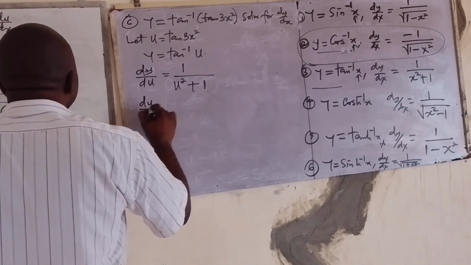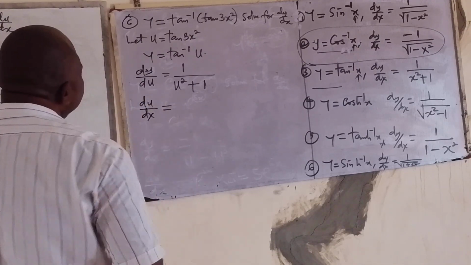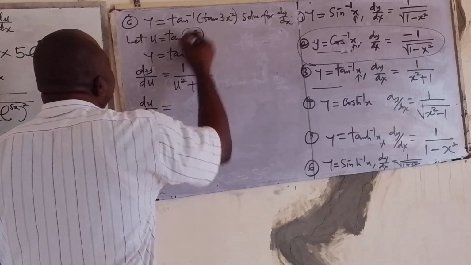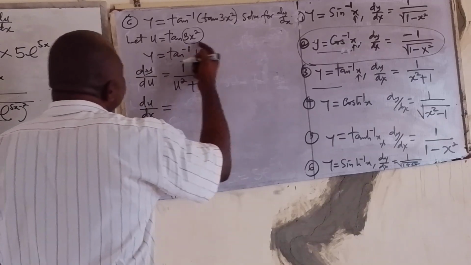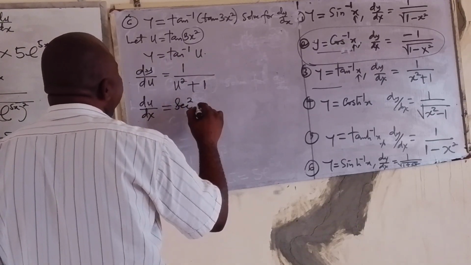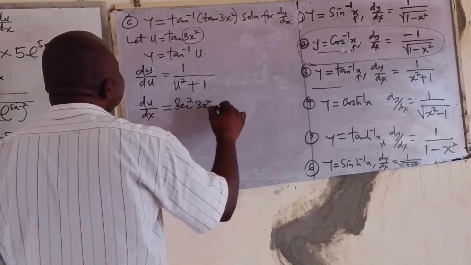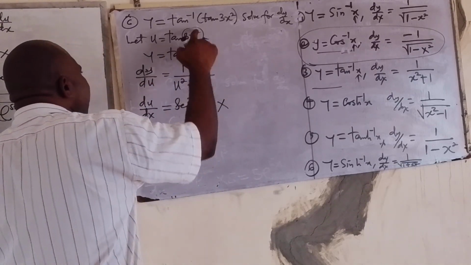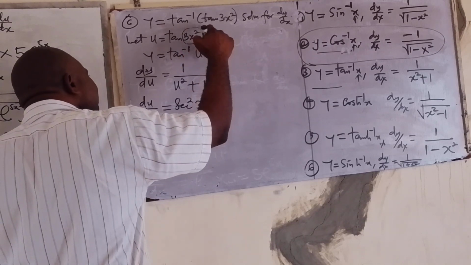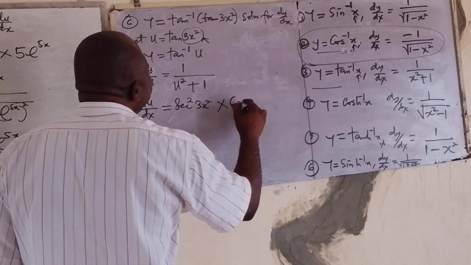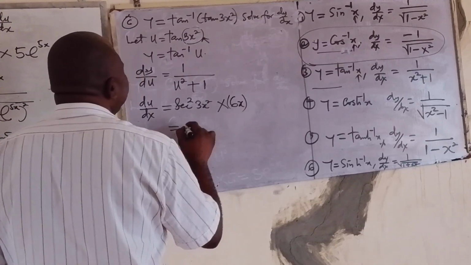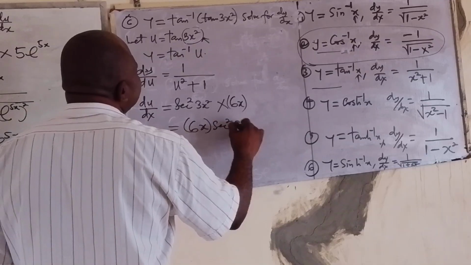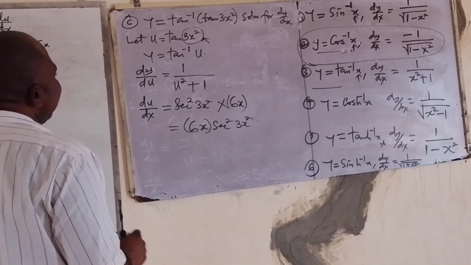Now let's look at du/dx. When you differentiate this, remember this is also a function of a function. So you have sec squared 3x squared, then you times it by the derivative of 3x squared. 2 times 3 is 6, then you minus 1, that will be 6x. So the whole of this gives us 6x sec squared 3x squared. That's du/dx.